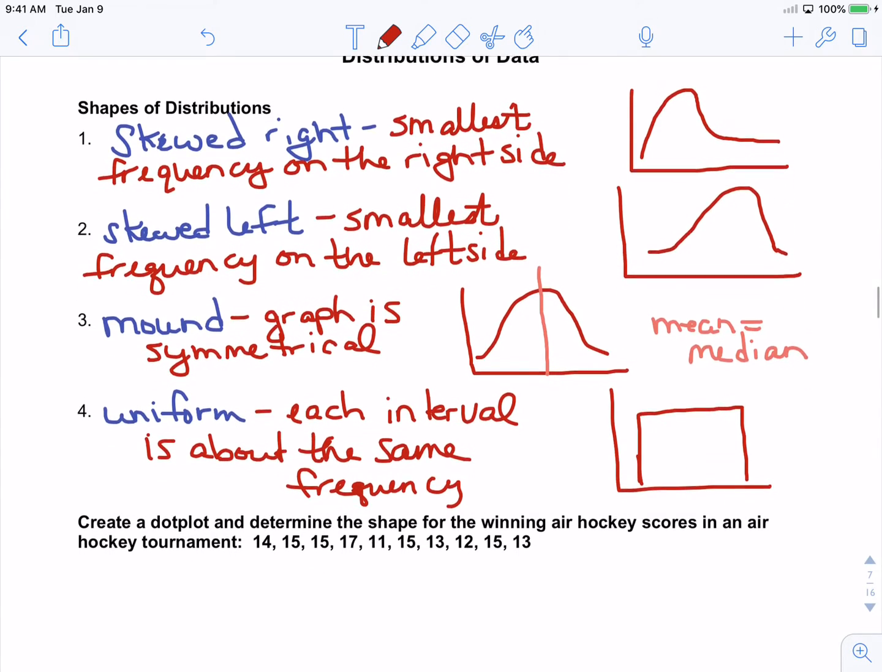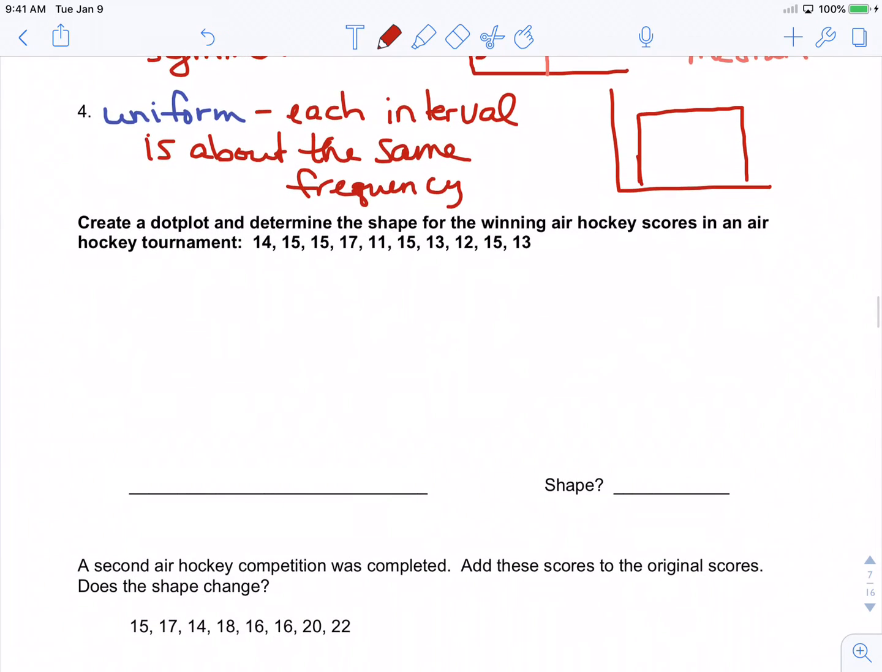So we're going to look at an example down below where we're going to make a dot plot. And then we're going to see if we can determine the shape of the dot plot. So we have a winning air hockey score tournament. So you're good at air hockey, you're in a tournament, or you go to Dave and Buster's and maybe they have a tournament there. And these are the winning scores of the air hockey tournament. And it wants us to create a dot plot.